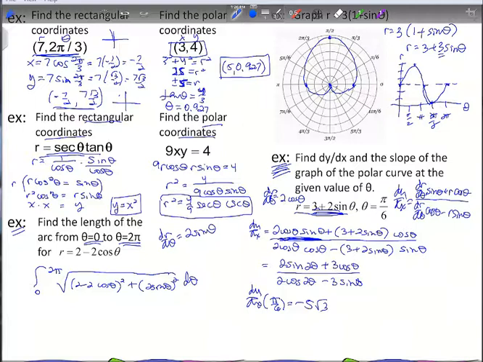Oh, wow. Can you believe it? We get 16. Out of that craziness, yes, we get 16. And that is the arc length, or the length of the curve, starting from 0 and going to 2 pi.